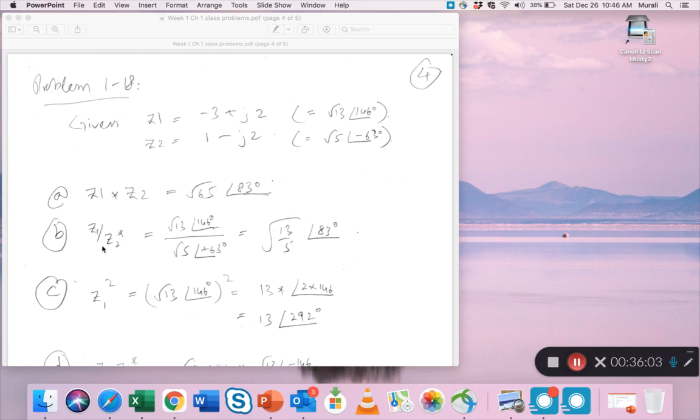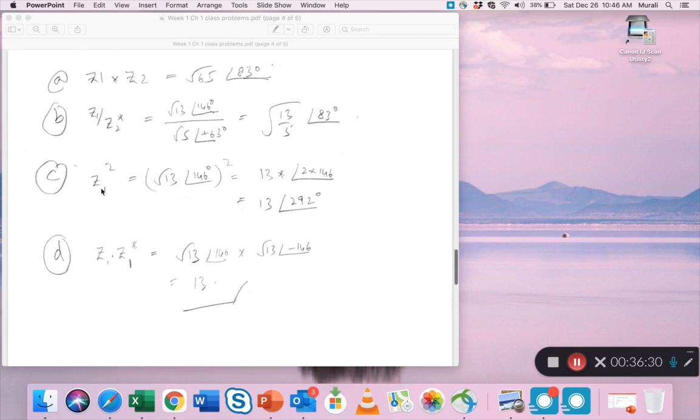Similarly, Z1 divided by Z2 conjugate. So Z2 conjugate means first you have to flip the sign from minus to plus, which is what I do in the denominator. And then to do the division, you do root 13 by root 5, which I just leave like that. And for the angle, you subtract 146 minus minus 63, which is 209.